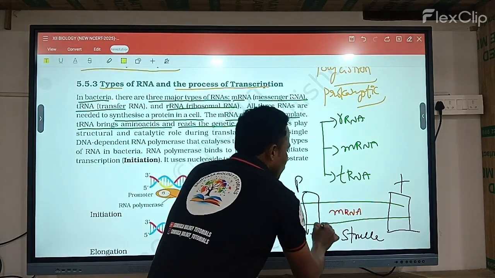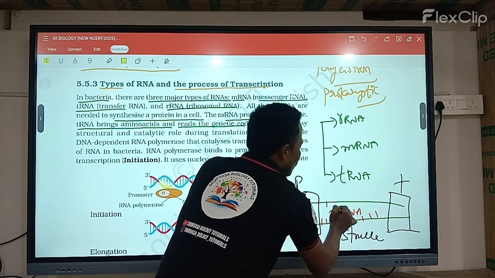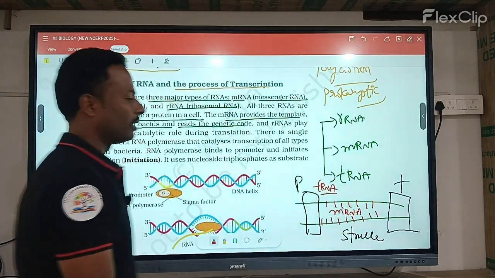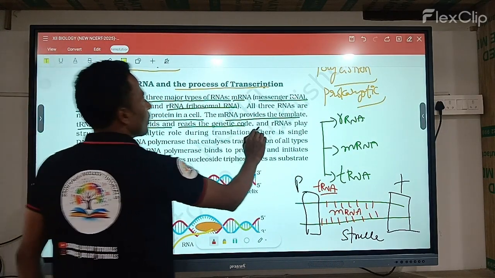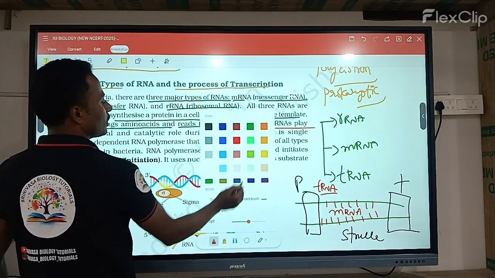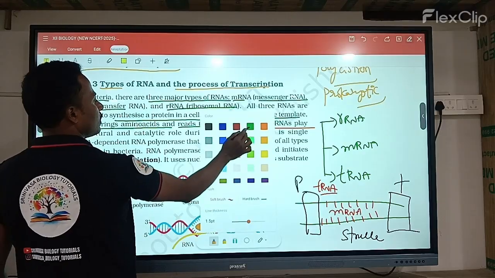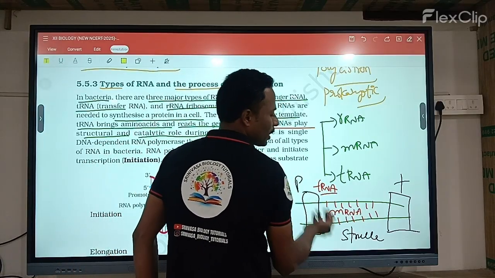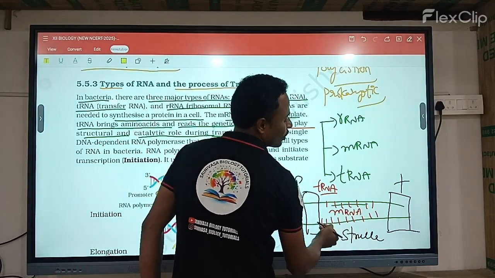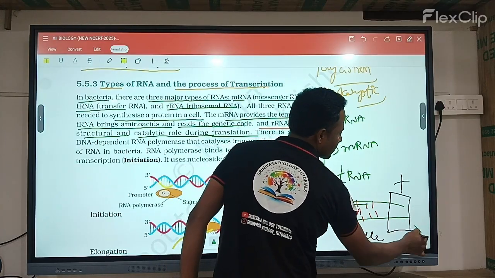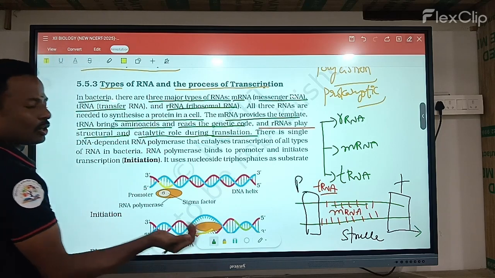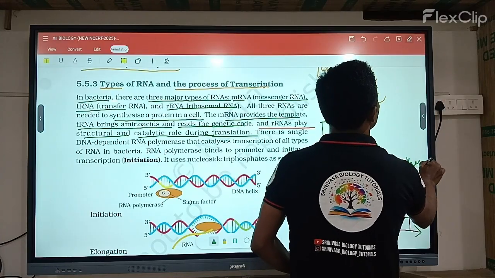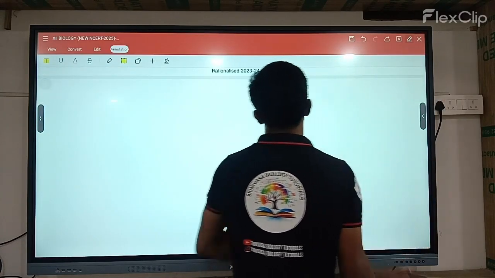Here, in this structural gene, there are a number of codons present. These codons bind with the help of tRNA. And the rRNA plays an important role. It has a structural and catalytic role during the translation process. So the rRNA participates in translating these codons and finally synthesizing the information. The ribosomal RNA function is the synthesis of genetic information.